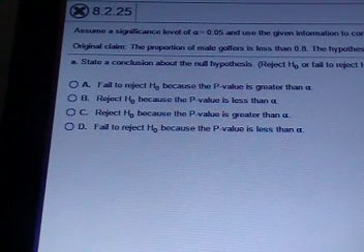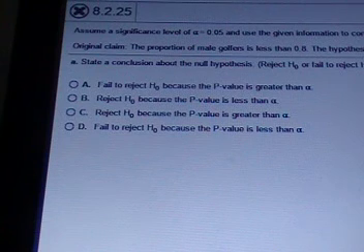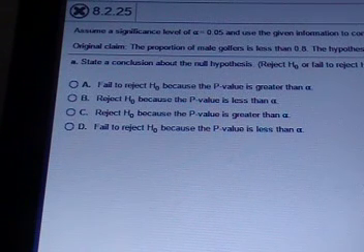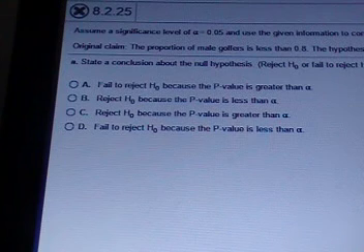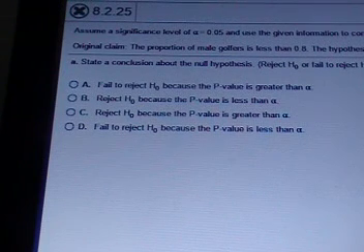Okay, then moving on to the chapters where we do hypothesis tests. Here you have a significance level, alpha is 0.05. That's, again, the probability of a type 1 error. And the claim is that the proportion of male golfers is less than 0.8.